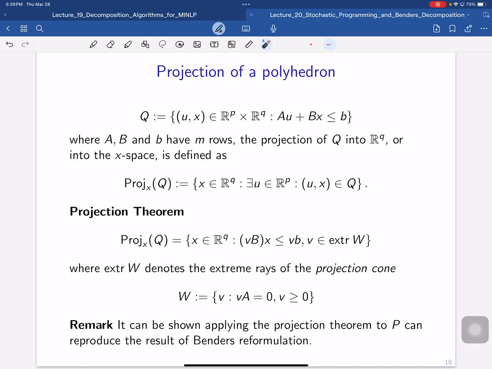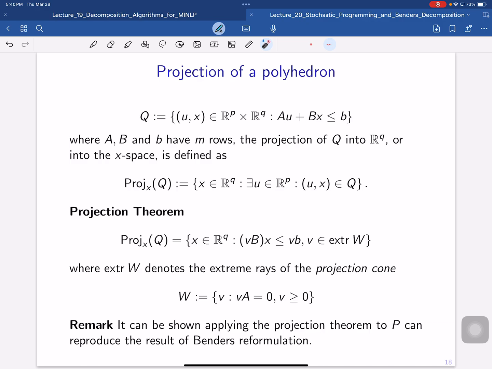There is something called the projection theorem. Basically, you need to find some vectors that are the extreme rays of this set here, right? So you can think about those v as like your Lagrangian multipliers, right? You want to kind of cancel out all the constraints related to the u variables, right? So you have v transpose A equals 0, then you are going to cancel out all those u variables and be left with the x variables, right? And you don't need all the v's that are in this polyhedron. You only need the extreme rays, right?